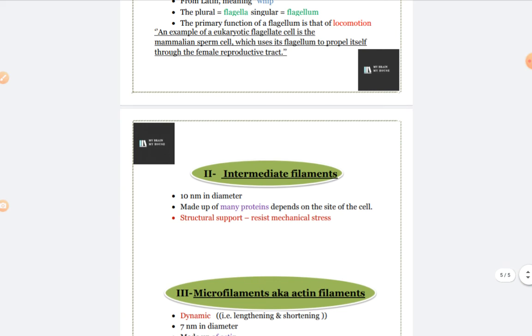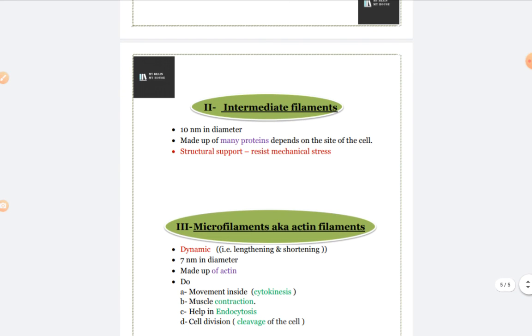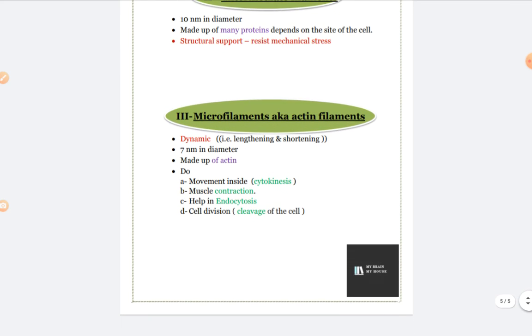The last one is microfilaments, also known as actin filaments. Dynamic, like microtubules, which means lengthening and shortening according to circumstances, 7 nanometers in diameter, made up of actin, so it's called actin filaments. They do movement of the cells, cytokinesis, muscle contraction, and help in endocytosis, cell division, and cleavage of the cell.